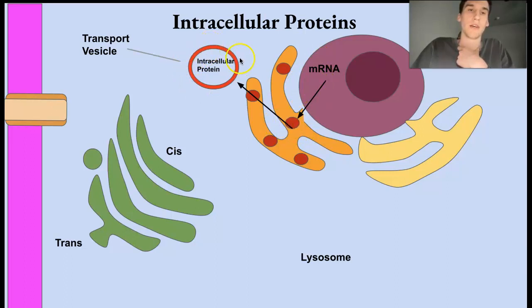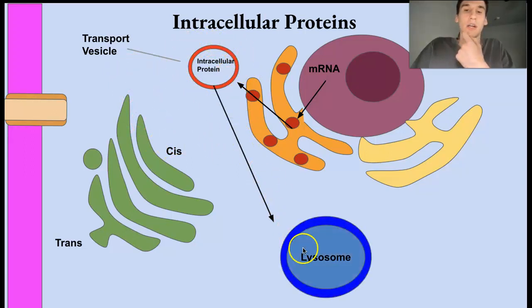And then instead of going out of the cell, it can go to a couple of different places. So we put it in this transport vesicle. It could go straight to a lysosome, just like peptide hormones. So we want to send these to the lysosome because a lot of proteins are used to help break down chemicals or anything that, I guess you would call it trash in the cell. So organelles that have died off or things like that, to get rid of them.